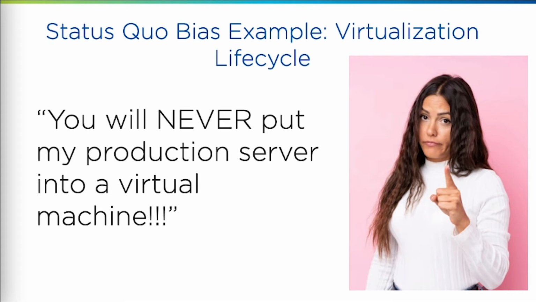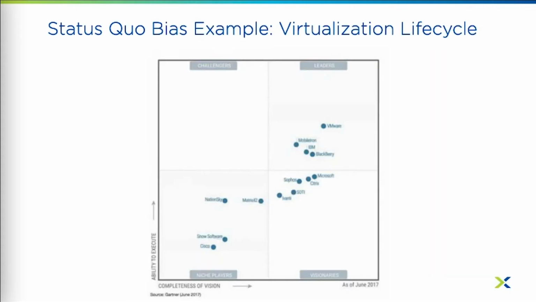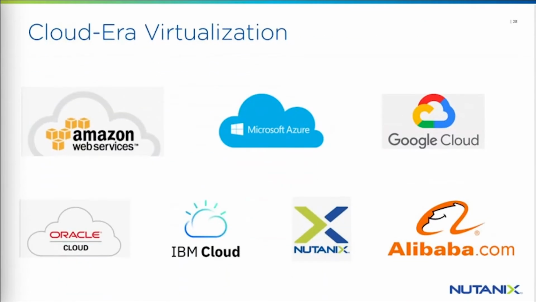Another great example of status quo bias is the whole virtualization lifecycle. When I started my VMware consultancy in early 2005, the biggest objection we would get from IT professionals was, you will never put my production server into a virtual machine. Now that sounds kind of laughable today, and yet Gartner, who's in the business of predicting trends, that's what Gartner does, 3.5 years ago, March of 2017, retired their magic quadrant for virtualization because they saw what was happening in the public cloud space.